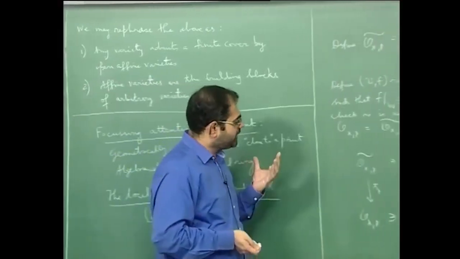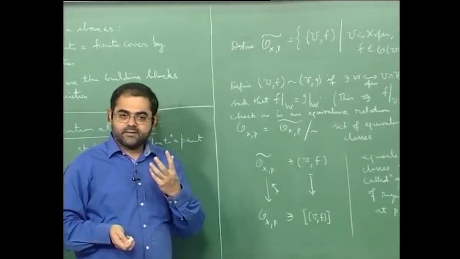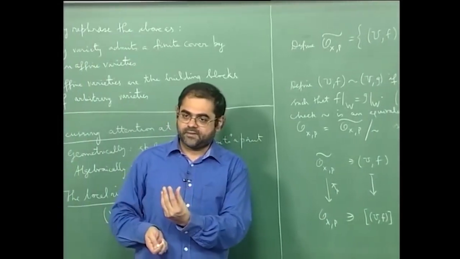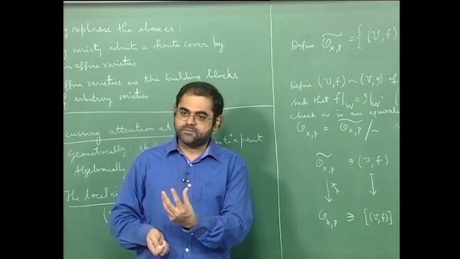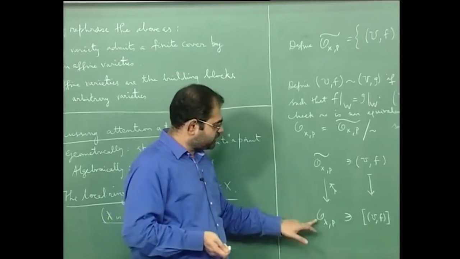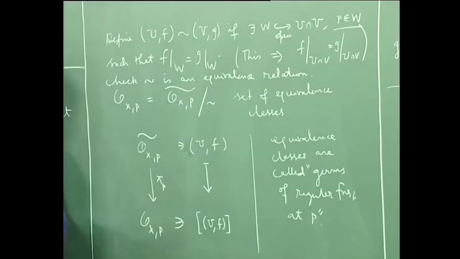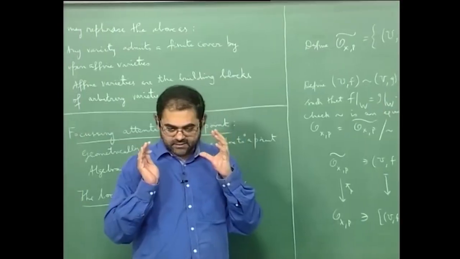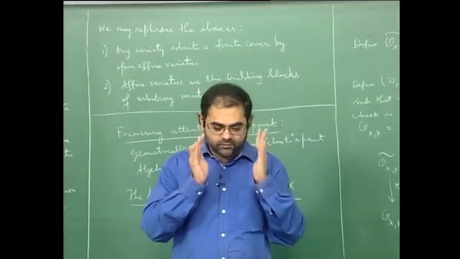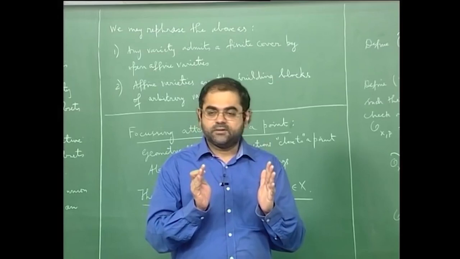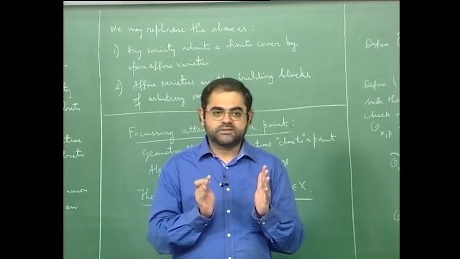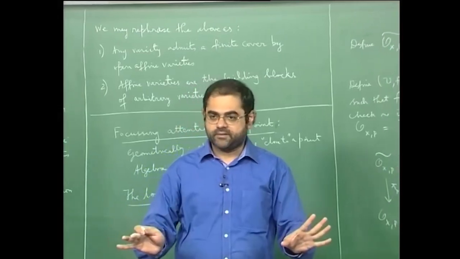So in a nice way, this is how a local ring, which is completely an algebraic concept, comes out completely out of geometry. If you want to restrict your study of functions, good functions at a point, you automatically end up with a local ring.